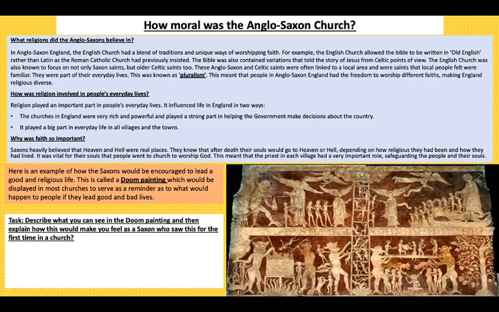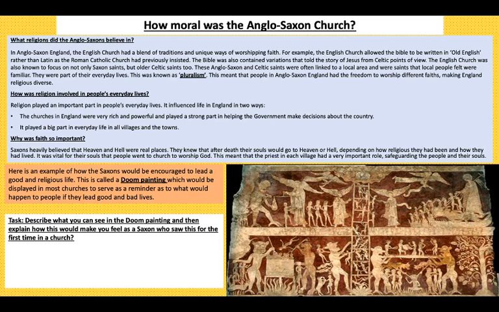Okay, so here's just a little bit of context about what the Anglo-Saxon Church was like. So what religions did the Anglo-Saxons believe in? Before the Saxons came over to England, they were predominantly pagan, and then there was a shift of them converting towards Christianity. So in Anglo-Saxon England, the English Church had a blend of traditions and unique ways of worshipping faith.